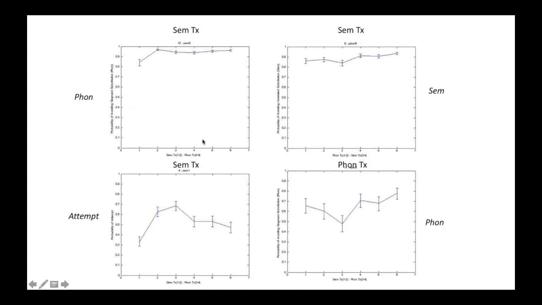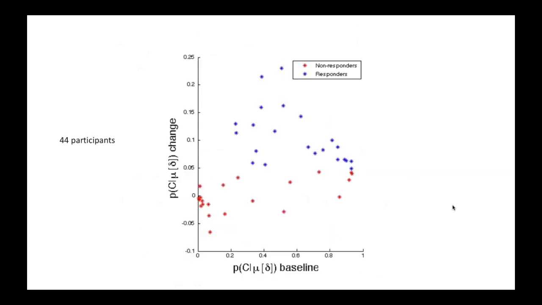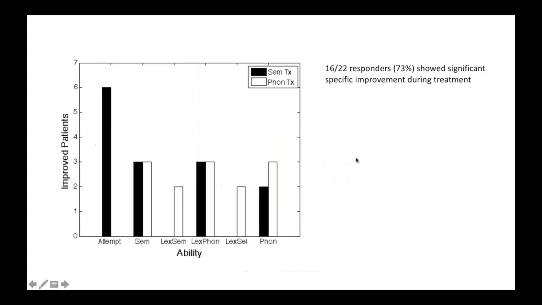Here are some examples of the FAWN ability changing due to semantic treatment, ATTEMPT ability changing due to semantic treatment. Here's the SEM ability changing due to semantic treatment, and here's the FAWN ability changing due to phonological treatment. And so we can get, you know, six of these tracks for each person. We can ask, using an overall measure, who responded, who didn't. This is the probability of correct. And if you do a median split or 0.05, you say, I want a 5% increase before I say the therapy worked, you get the same answer, 22. It's half the people responded to these therapies and half didn't.